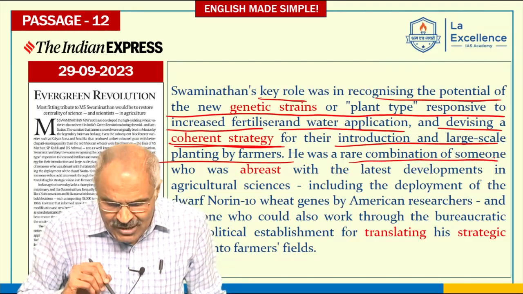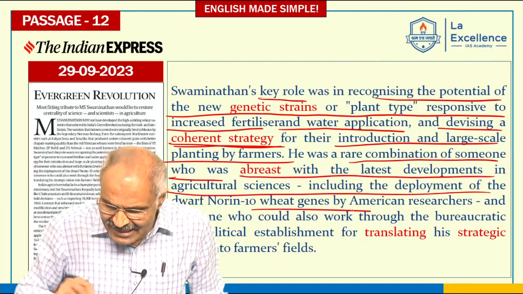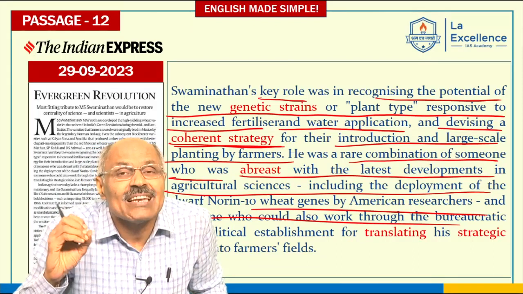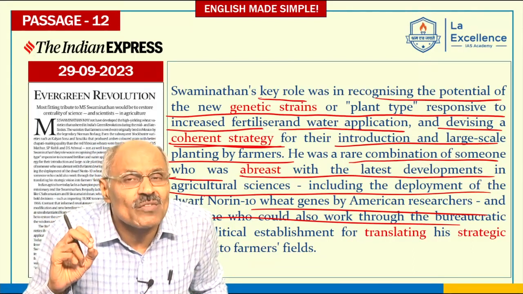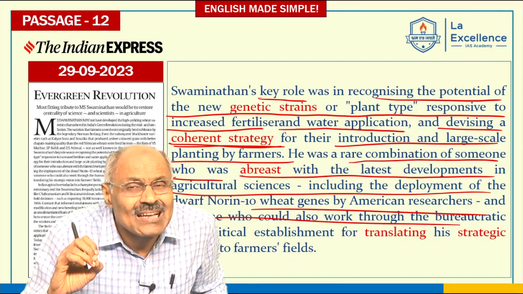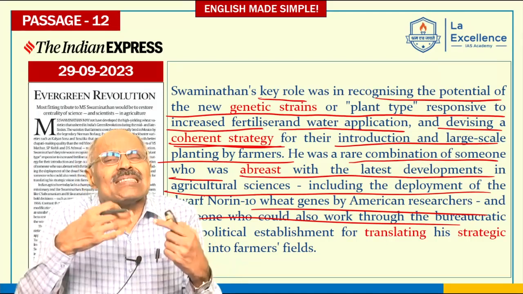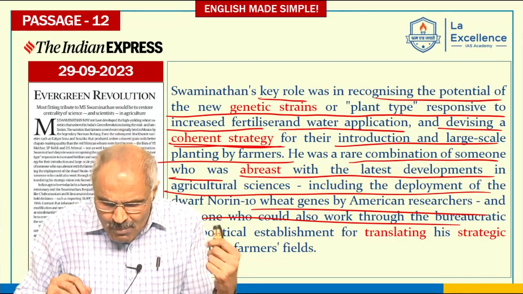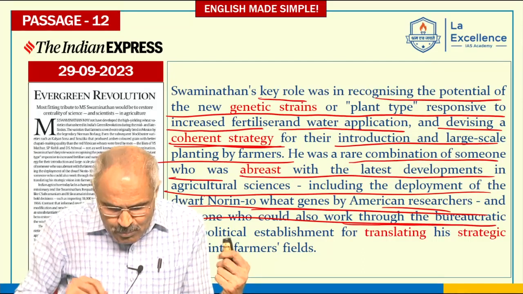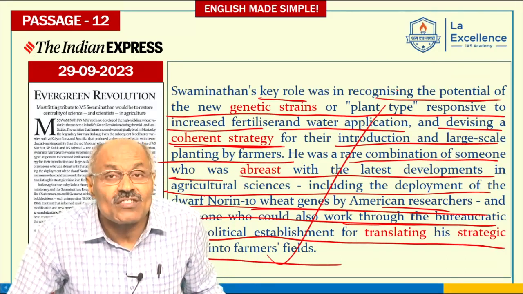He was a rare combination of someone who was abreast with the latest developments in agricultural sciences. That means he has good knowledge about what is happening globally. Abreast. I told you a short while ago, in the software sector, the employees must be abreast about the latest developments. On similar lines, you can understand Dr. M.S. Swaminathan is a rare genius who was abreast about various developments globally. He knows about American researchers' wheat genes, and also who could also work through the bureaucratic and political establishment for translating his strategic vision into farmers' fields.